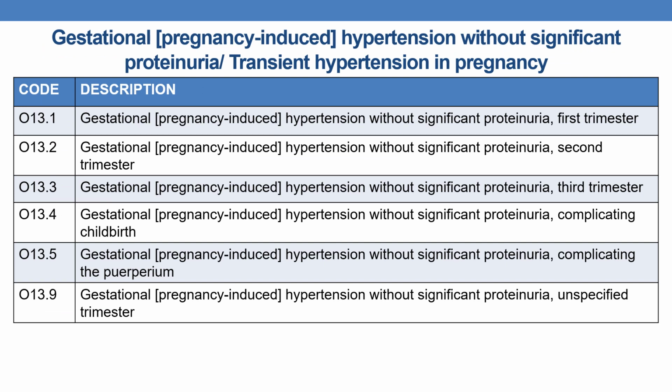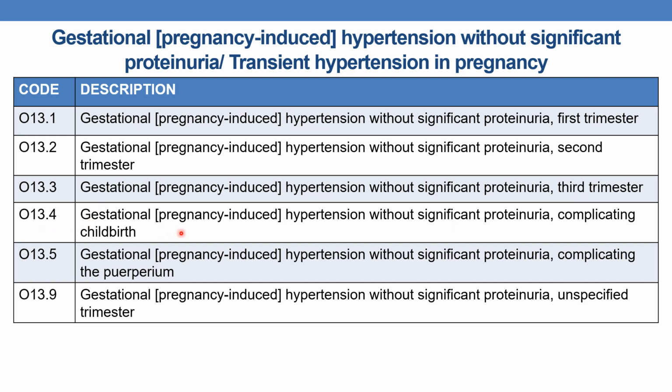Now coming to the final category, gestational hypertension or pregnancy-induced hypertension without significant proteinuria, or transient hypertension in pregnancy, or simply gestational hypertension. The codes are O13. O13.1 indicates gestational hypertension without significant proteinuria first trimester. O13.2 indicates gestational hypertension without significant proteinuria second trimester. O13.3 indicates gestational hypertension without significant proteinuria third trimester.